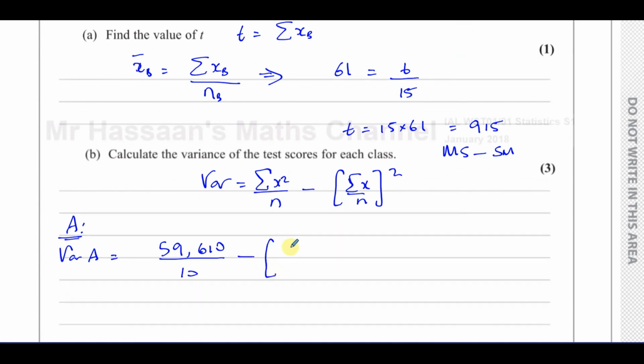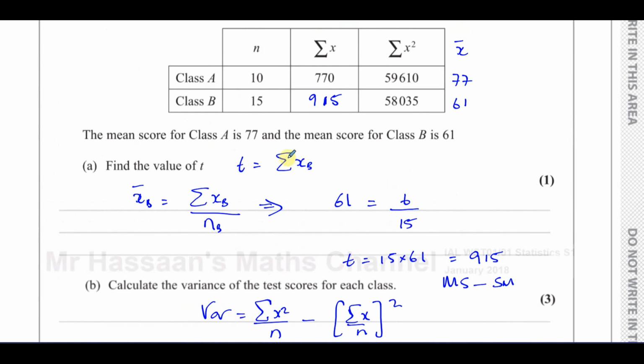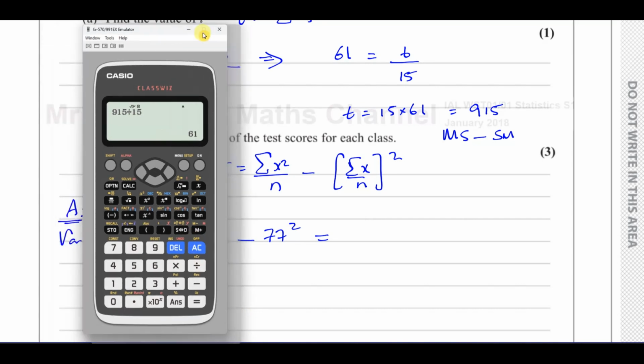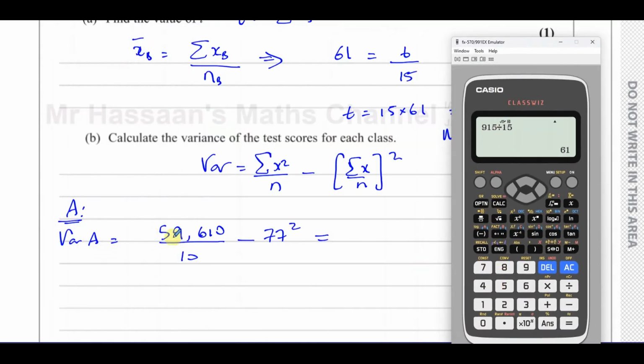So we're going to have the square of the mean. Now the mean, as we're told, for Class A is 77. Exactly 77. That's not a rounded value, so I can just write 77 squared. If it was a rounded value, I would use the exact fraction used to calculate it. But in this case, we don't need to do that. So I can just put here 59,610 over 10 minus 77 squared. And that will give us our answer for the variance of A. If they said standard deviation, we would find the square root of that, but they didn't. They said variance. So this is going to be basically 5,961.